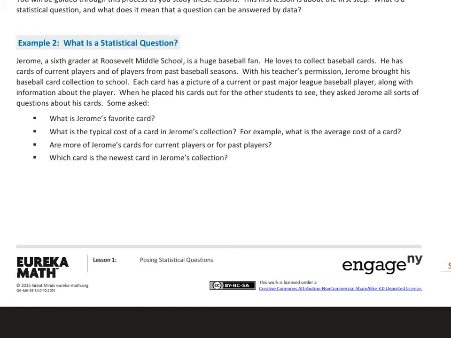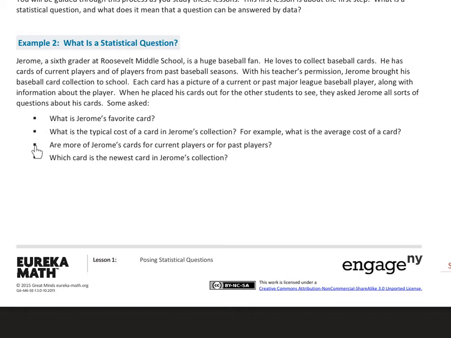So let's just go straight into some examples. You can pause the video and read this if you'd like, but I'm going to jump right into the questions based on Jerome's information. We have 4 questions. What's his favorite card? What's the typical cost? Are they current players or past players? And then what's his newest card?